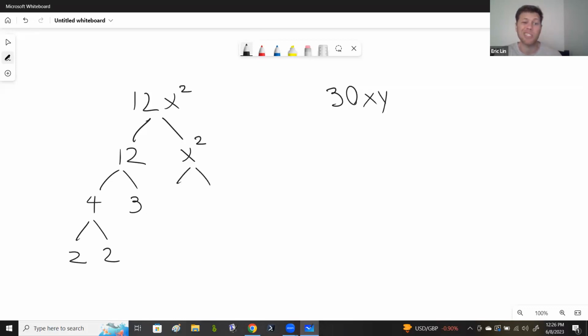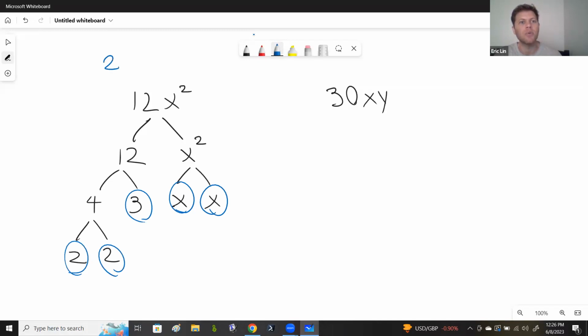And then for x squared, that's obviously just x and x. And so I get that 12x squared is this. So I'm going to go ahead and say 2 times 2 times 3 times x times x. So that is my prime factorization of 12x squared. I've split it up into the smallest parts possible.